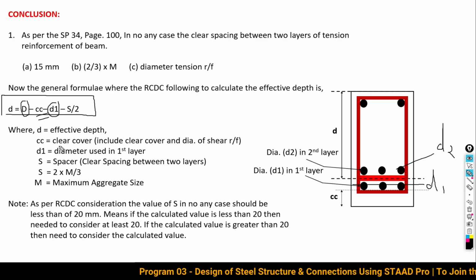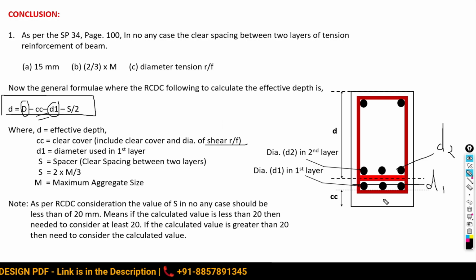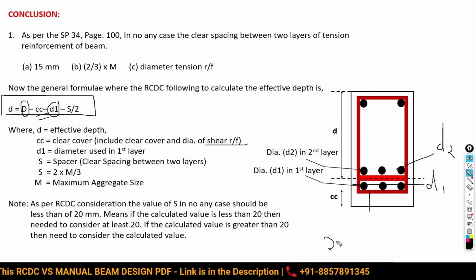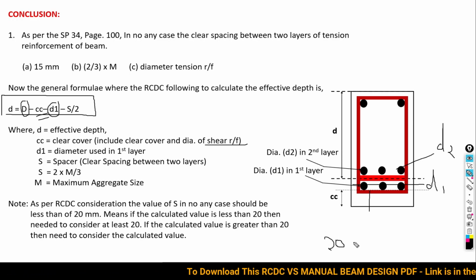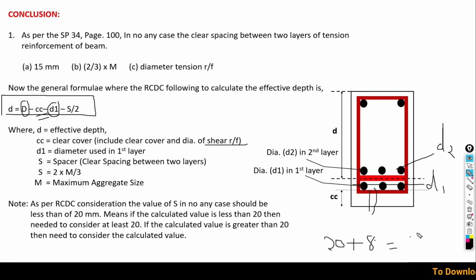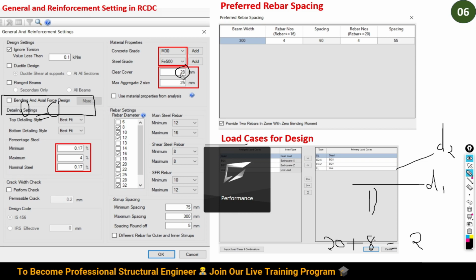Now very important, clear cover is not just a clear cover by the consideration of RCDC software. Remember, RCDC includes the diameter of the shear reinforcement also in the clear cover. If suppose you are going to define the clear cover as 20, RCDC is not considering the clear cover as only 20. RCDC considers the clear cover as 20 plus the diameter of the shear reinforcement as 8, so it becomes 28 mm. Due to this reason only, I have defined the clear cover as 28 mm. So hope that you all understood why I have defined it as 28 mm.